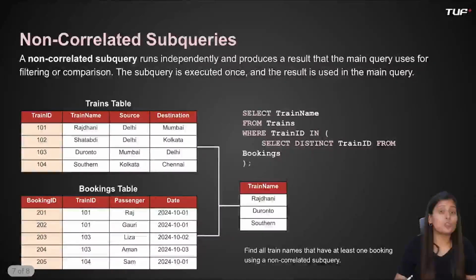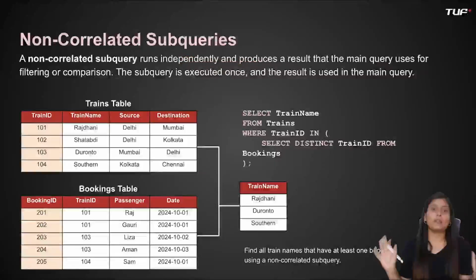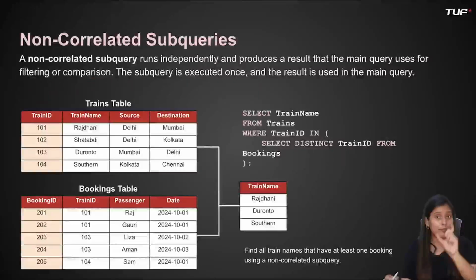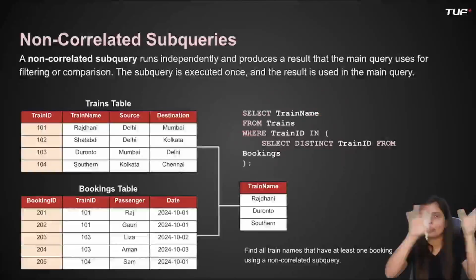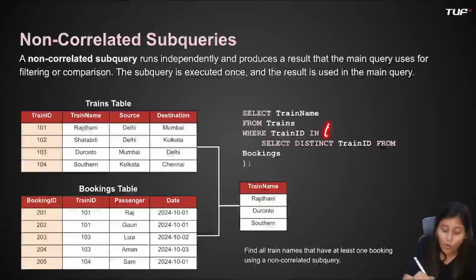Now let's see what a non-correlated subquery is. A non-correlated subquery runs independently and produces its own result, as in the case of the IN operator, and then the main query uses it for filtering or comparison. That is the main difference between correlated and non-correlated. In this select statement, we are selecting train name from the trains table, where train ID should be in the values. So should be in what? This will give you distinct train ID from the bookings table.